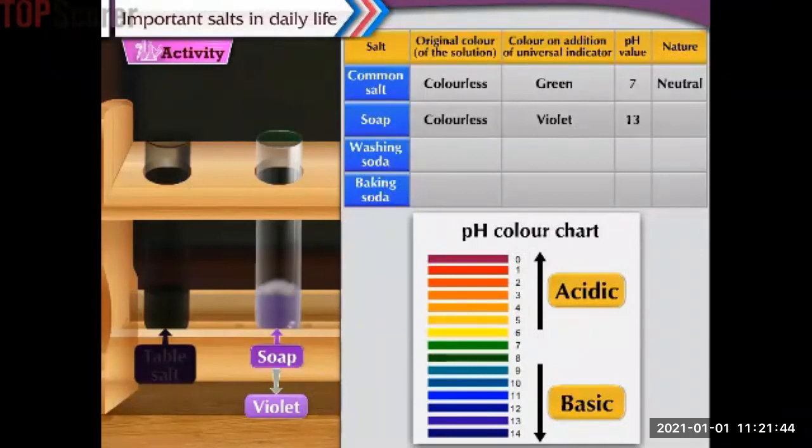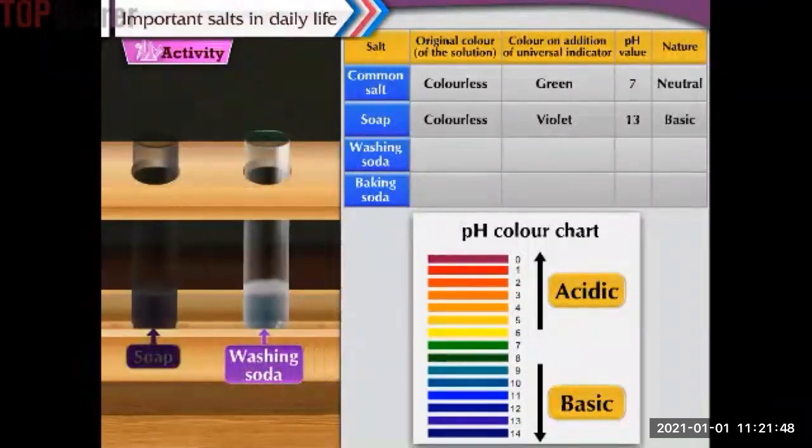This shows that soap solution is basic. The solution of washing soda is originally colorless. On addition of the universal indicator, its color changes to blue. On comparing this color with the pH color chart, we find that the pH of washing soda solution is 9. This indicates that the solution of washing soda is basic.